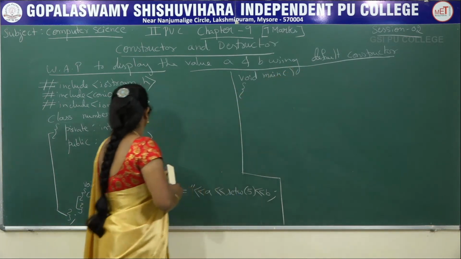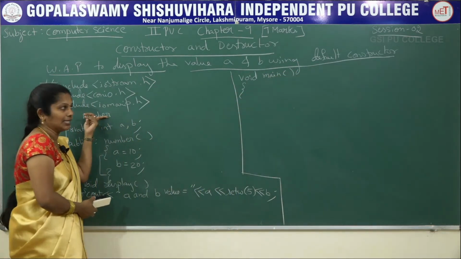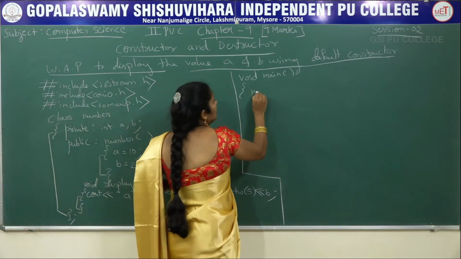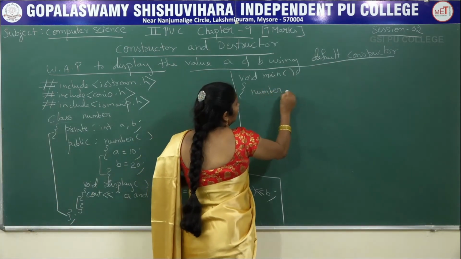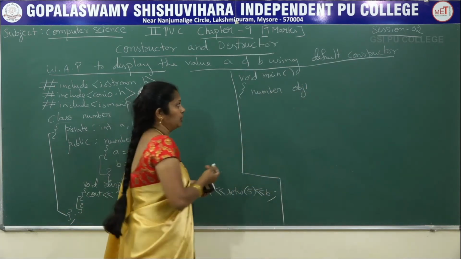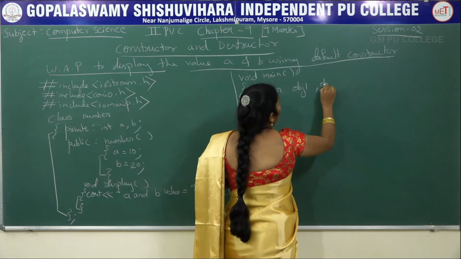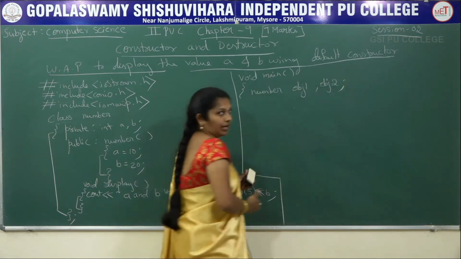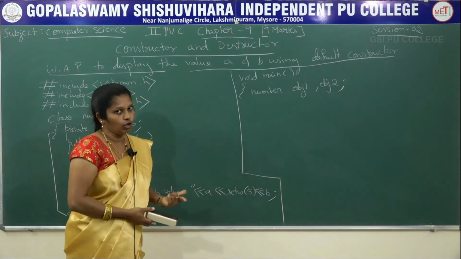Here we create the object. How to create the object? First I have to take the class name. The class name here we are given as number. For example, here I am going to take two objects, object 1 comma object 2. In this we have two objects. If you want, you can write one object also.